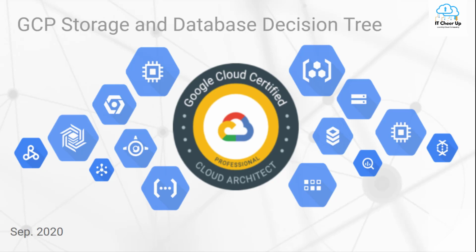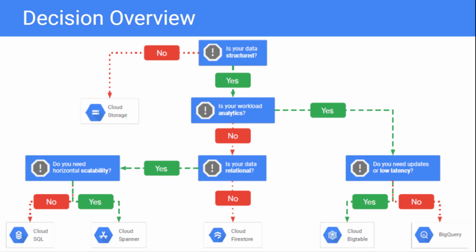In my blog, the last-minute cheat sheet for the GCP PCA exam, I list 4 decision trees to help you choose the right services in the exam. Let's walk through the first one, the storage and database decision tree.